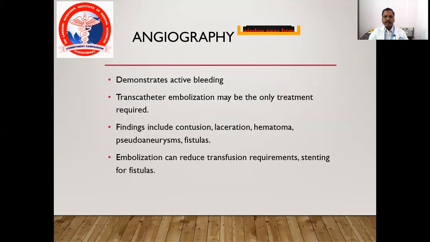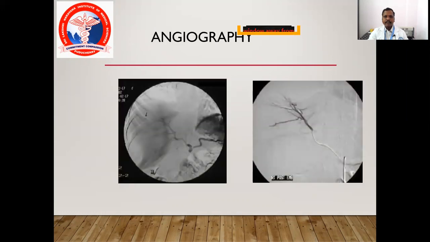Of course, coming to angiography, its role in liver trauma is to demonstrate active bleeding. Transcatheter embolization can be the only treatment required at times, and findings include contusion, laceration, hematoma, and pseudoaneurysms and fistulas. All those things can be found very easily on the angio. Embolization can reduce the transfusion requirement also, and stenting of a fistula can also be done in angio. So there's a new opening for conservative management. That's how angio will look of a liver.